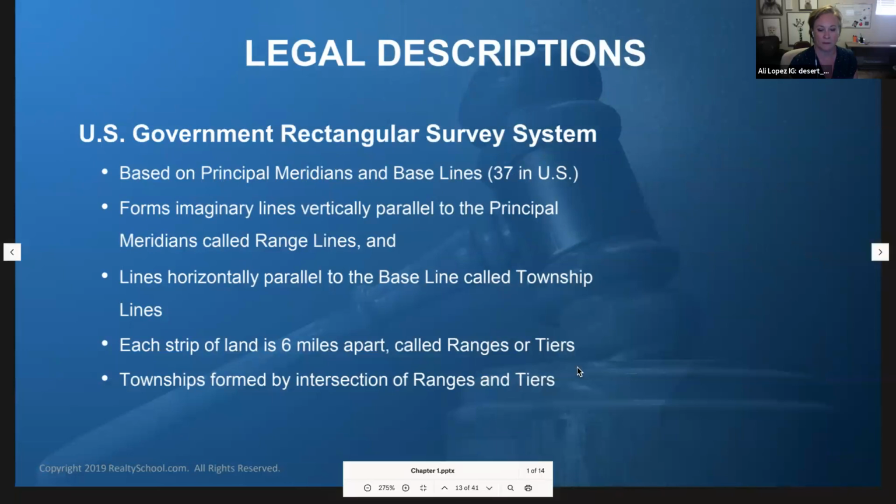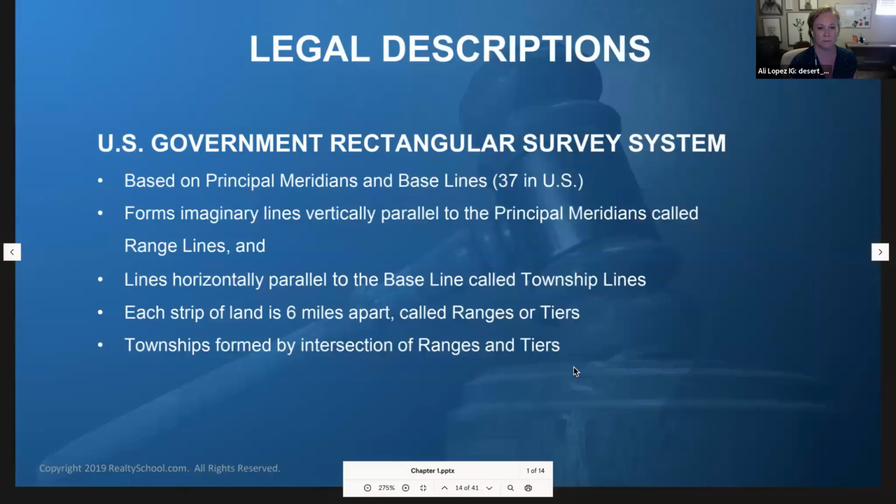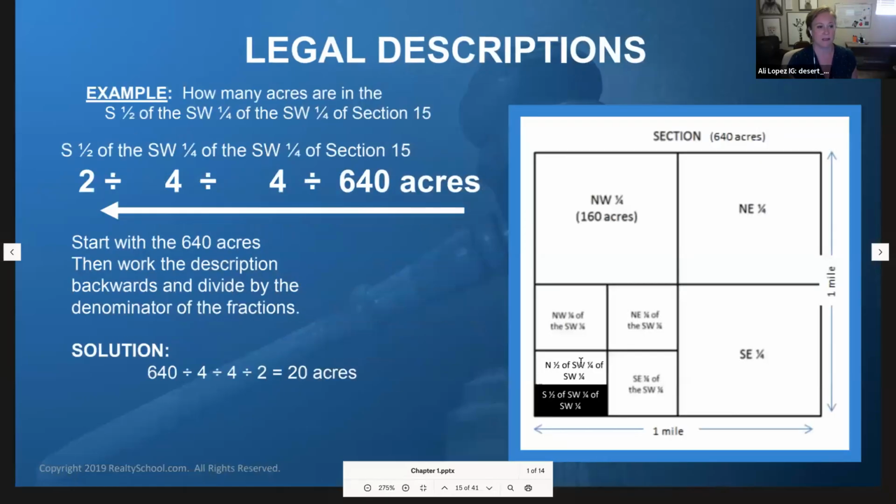Six miles apart, call the ranges of tiers. Want us to do the math on it already? Okay. So how many acres are in the southwest half of the southwest fourth of section 15?